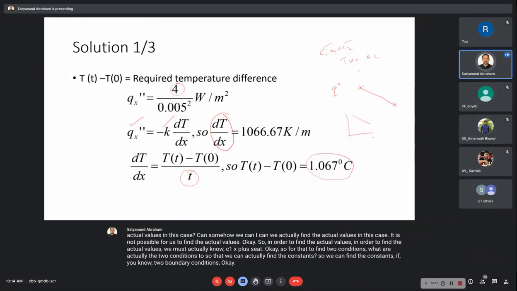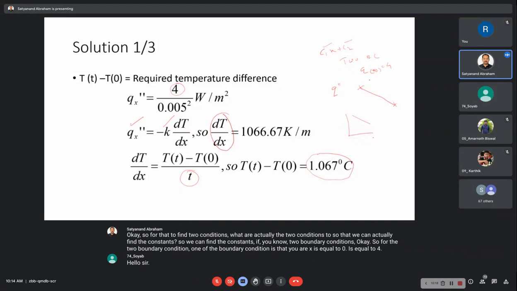For the two boundary conditions, one of the boundary conditions is that q at x equal to 0 is equal to 4, and the other condition.